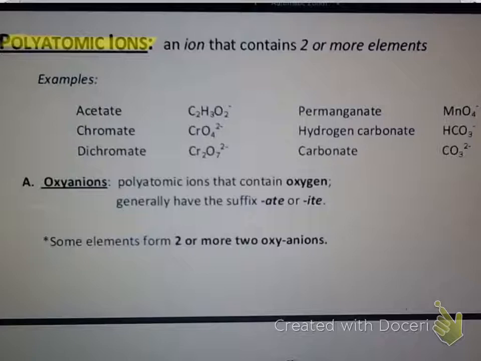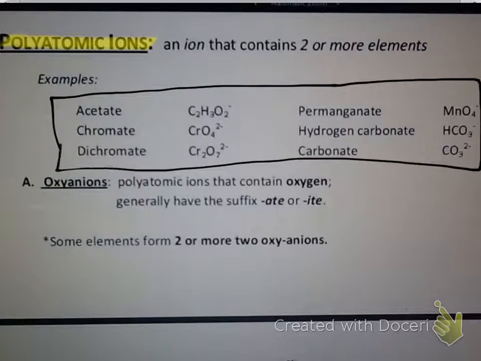So here are some examples, just so you know exactly what I'm talking about here. There are many different types of polyatomic ions. These are some of the more popular ones. I'm going to give you a list on the website or in class where there are certain polyatomic ions I definitely want you to know the names of. So let's look at a few.